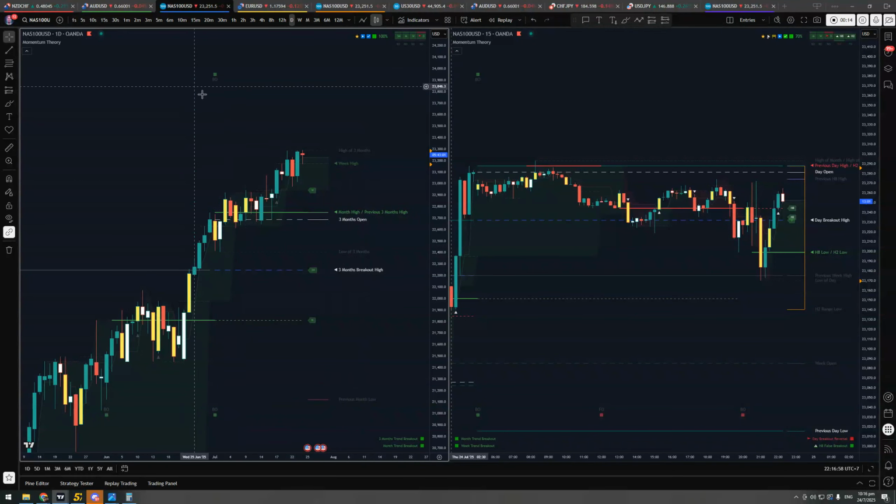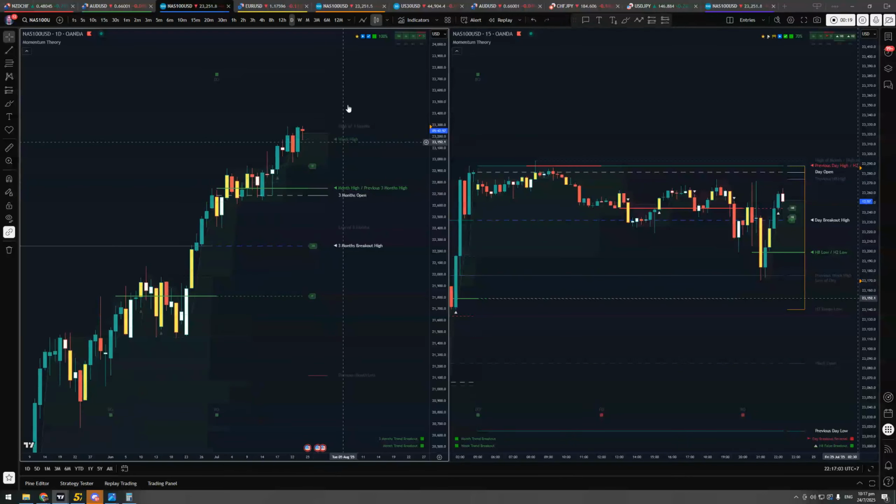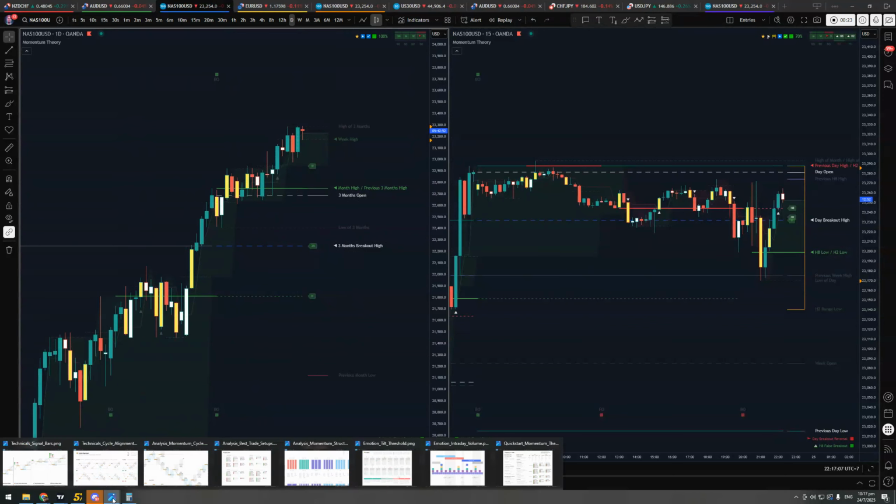Setup time frame has a bullish breakout bar. Momentum time frame also has a bullish breakout bar. So I know the market's expanding, and we have a setup here. This star icon is my trend retracement setup.